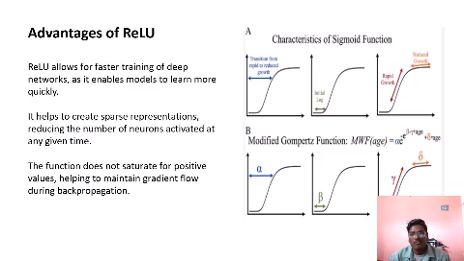Characteristics of the sigmoid function. Transformation from rapid to reduced growth: initial rapid growth, then reduced growth. This is a modified logistic function with alpha, beta, gamma.